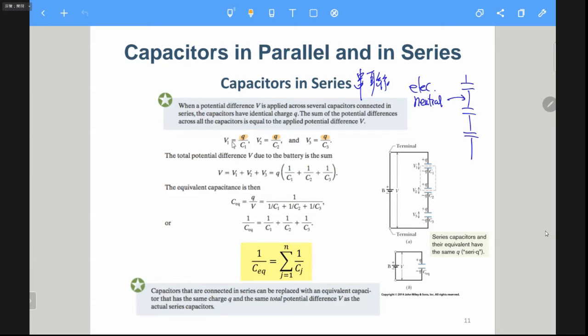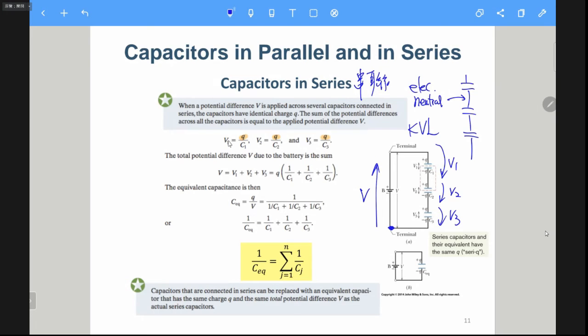So we have Q equals C1V1, Q equals C2V2, Q equals C3V3. And here we'll use something called the KVL, the Kirchhoff voltage law, which is like when you go from this point, the voltage goes up by V, and then drops by V1, drops by V2, drops by V3. So go up by V, and then go down by V1, V2, V3. So in that case, V should equal V1 plus V2 plus V3, like that.